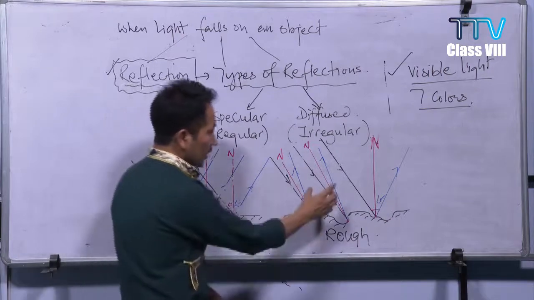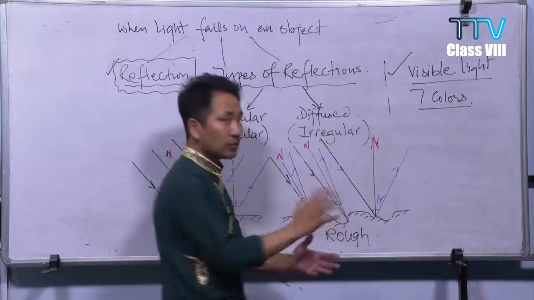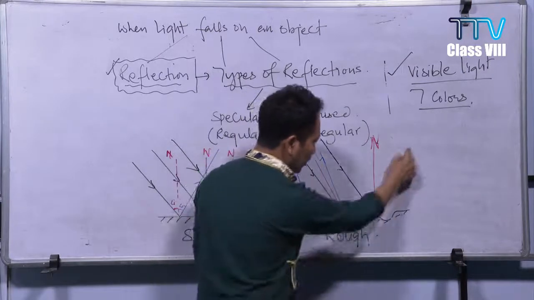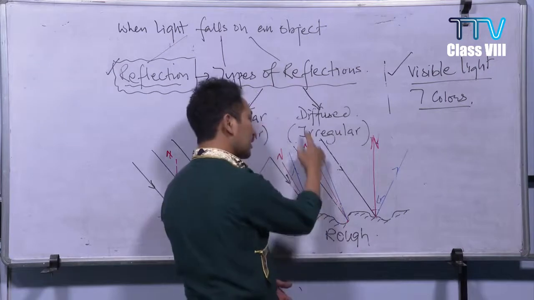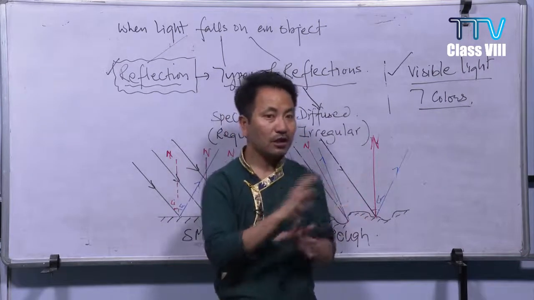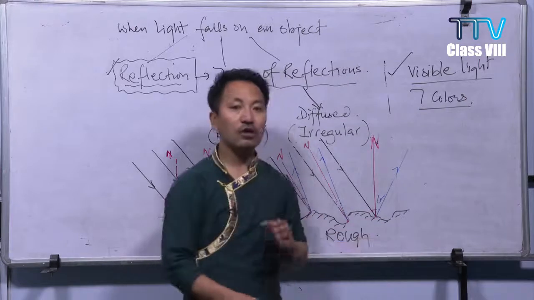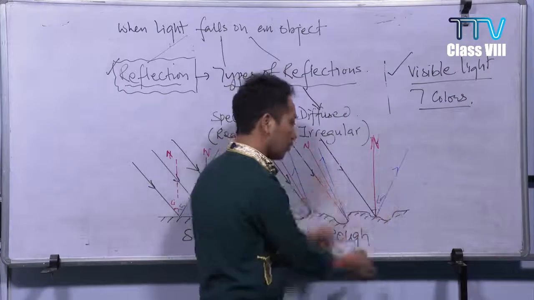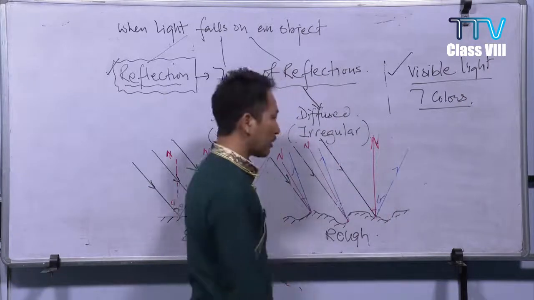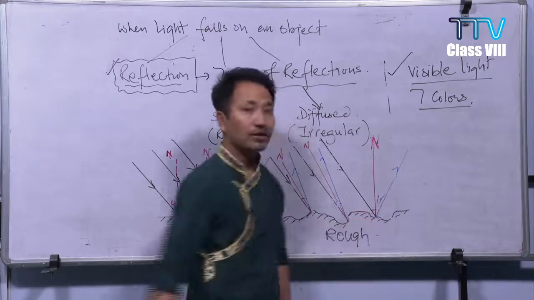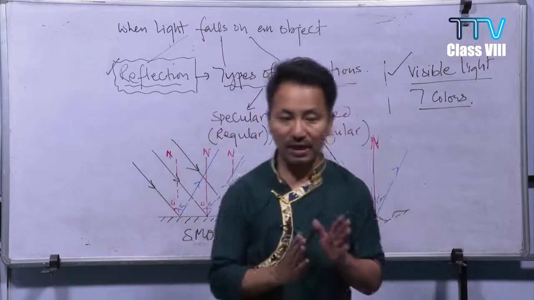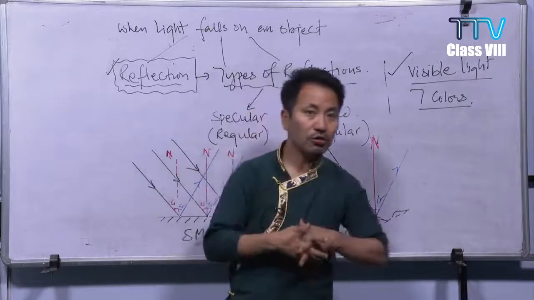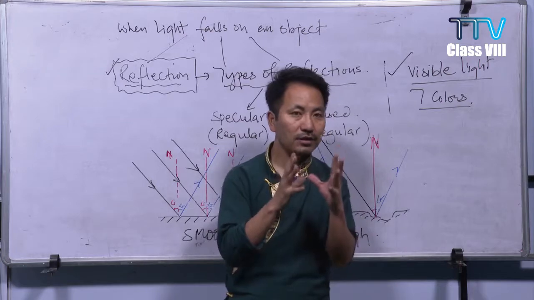In case of a diffuse reflection, this isn't so. Light gets reflected at different angles. The angle might be 45 degrees here, maybe 15 degrees there, so the angles of reflection are different and the reflected rays are not parallel. Look at this reflected ray and this reflected ray: are they parallel? No, they are not parallel. Why? Because their angles of reflection are not the same. They reflect at different angles.